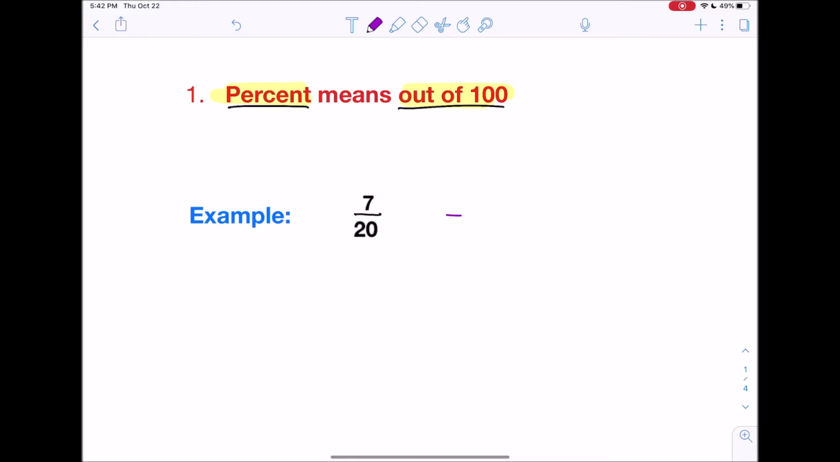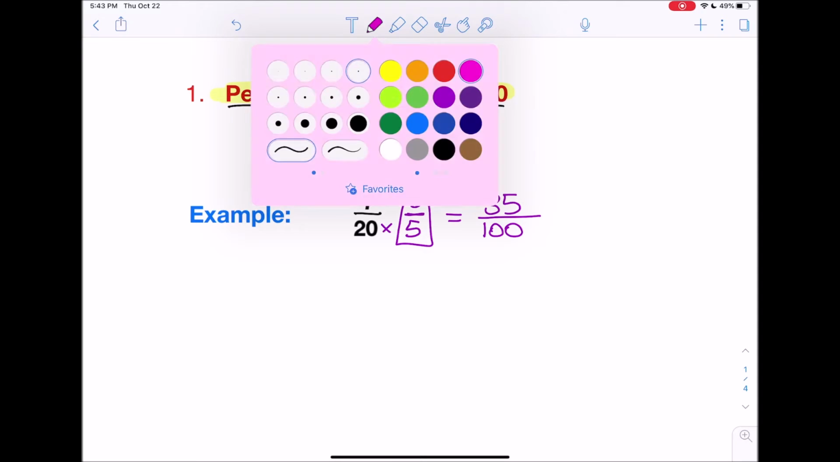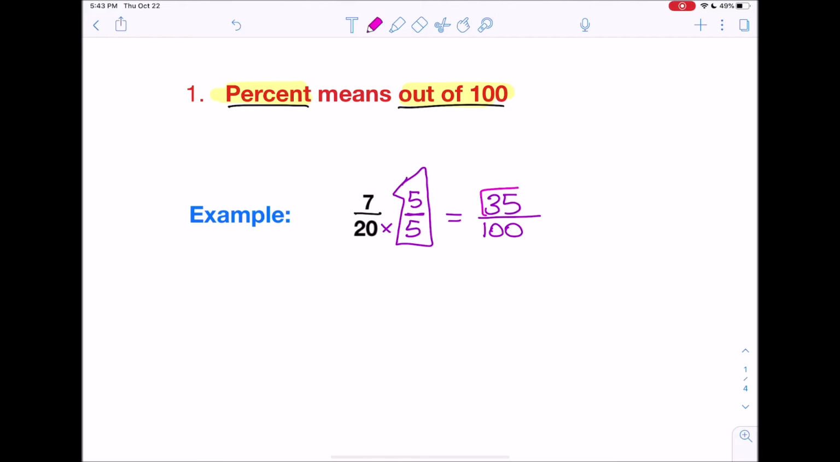So I have 7 over 20. I need to multiply 20 by some number to get me the 100. Okay? Well, we can use our giant 1. 20 times 5 gives me 100. So if 20 times 5 gives me 100, remember, whatever you do to the bottom, you have to do to the top. This is a giant 1, okay? So then that means 7 times 5 will be my top number, which is 35. And because we now have 35 out of 100, we know that 35 equals our percent.